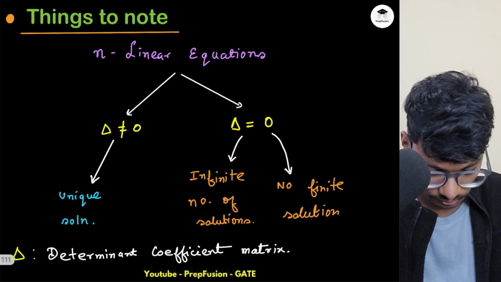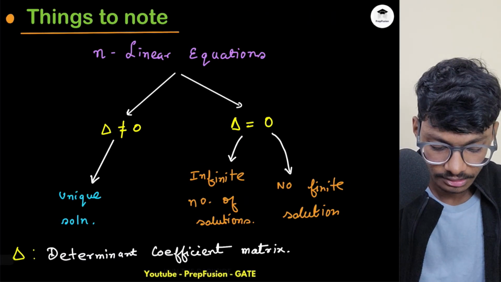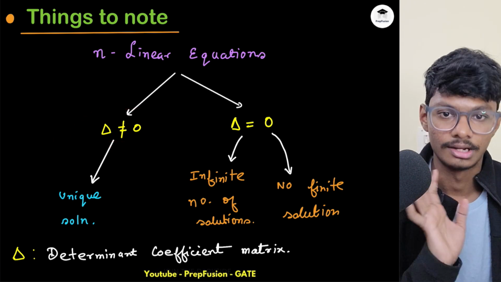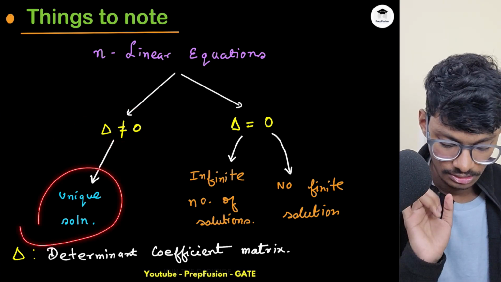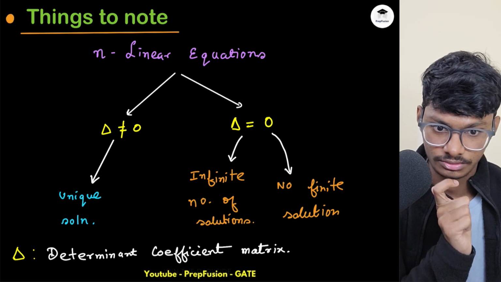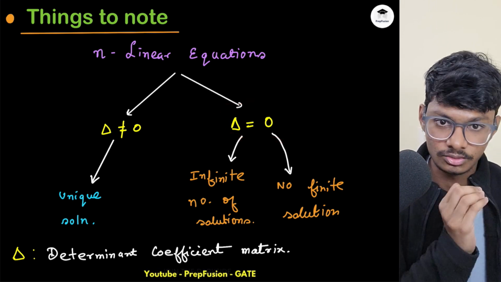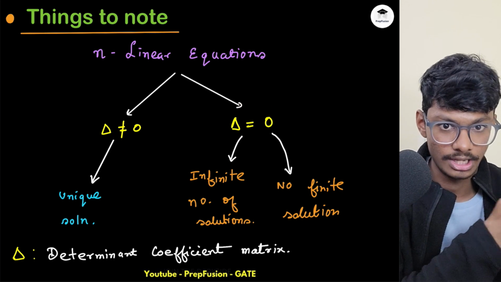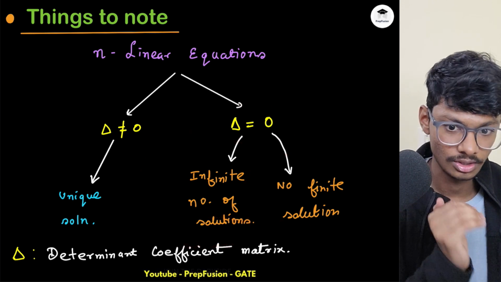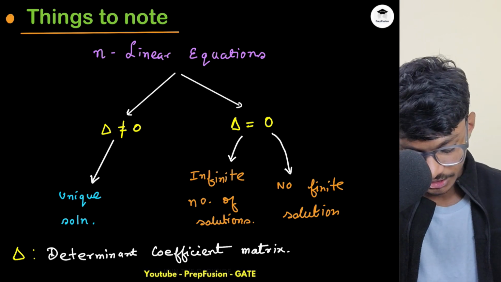So basically I've already written it here that if I have n linear equations and my determinant delta is not equal to 0, then I can say it will have a unique solution. It will have a unique solution, okay. But if my delta is 0, then I have to further check whether it will have an infinite number of solutions or no finite solutions. So I am sure about this.